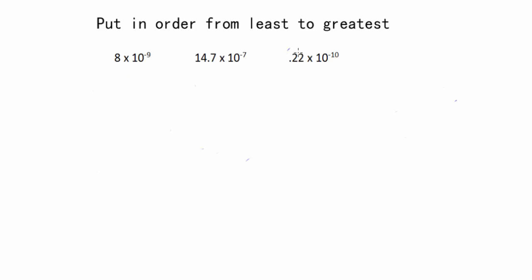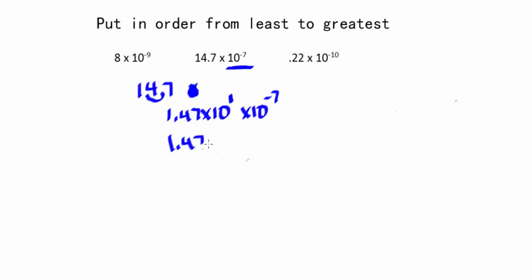This time it has your negative exponents on here. Okay, so 8 times 10 to the negative 9th, that one's already in scientific notation because this 8 is between 1 and 10. So we're good there. Now this 14.7 we need to make, we go 1 to the left. So that makes it 1.47 times 10 to the 1st, and then times 10 to the negative 7th, because that's what we got right there. So 1.47 times 10 to the negative 6th, because we're going to add 1 and negative 7.